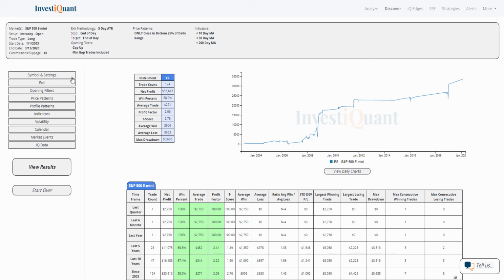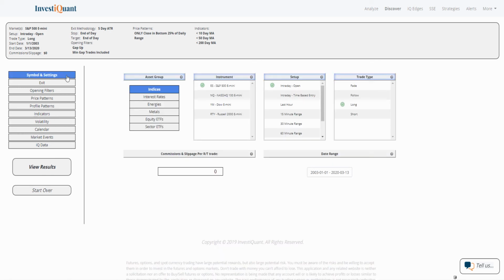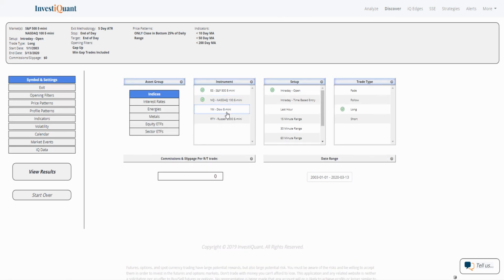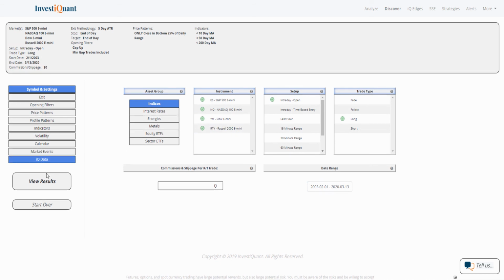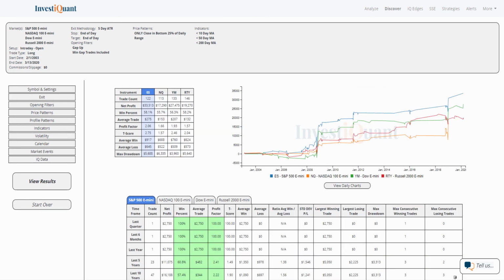And in fact, before I sign off here, let me go ahead and show it to you on the other instruments. I believe they all qualify for this today. And hit view results. And you can see the results all pretty similar. Win rate's hanging around 58%. And a big thing on these is the average win is a good amount larger than the average loss.